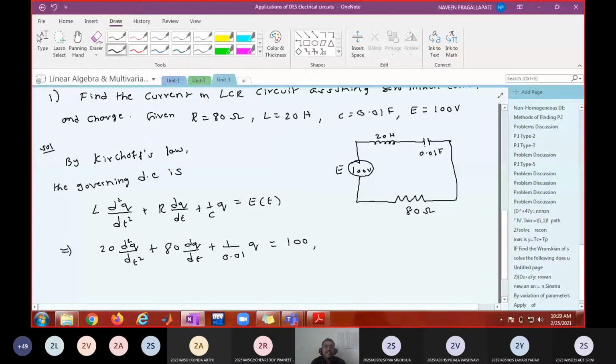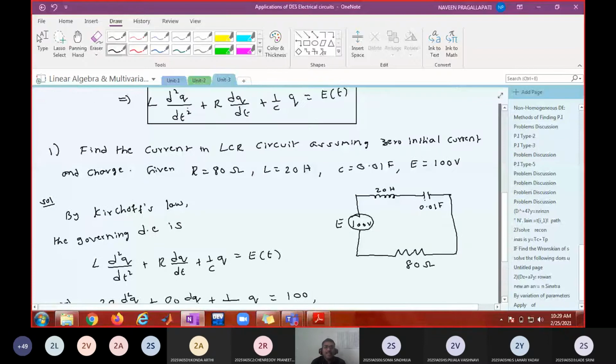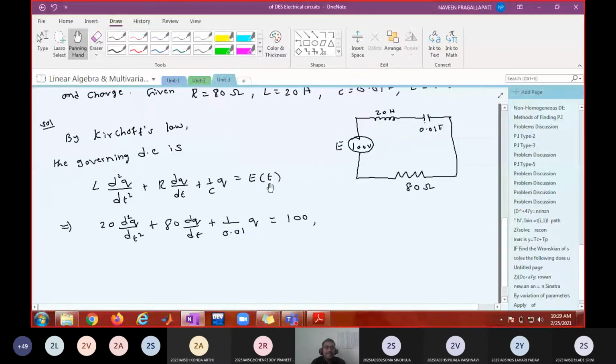And what is the initial information given? You just observe: zero initial current and charge. Zero initial charge and zero initial current. So how do you state that mathematically? Initial means when the time t equals 0. That means charge initially is 0 and current initially is 0. So q(0) = 0 and q'(0) = 0.